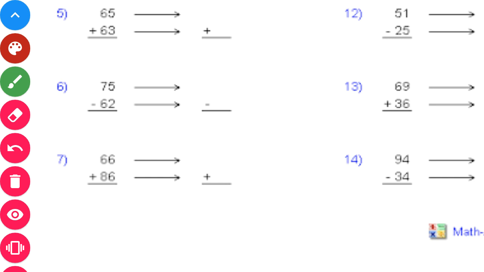Let us do question number 6. Do it. 75 minus 62. You have to round. Firstly, what will you do? You will round it off to the nearest tenth and then find the difference. Do this question, then I will explain you the answer.